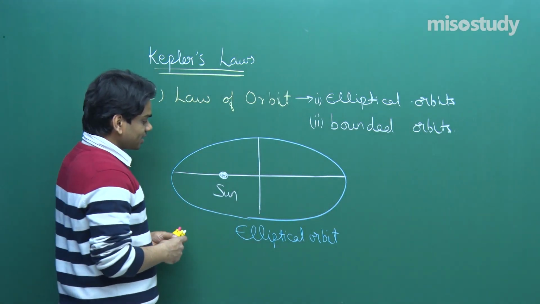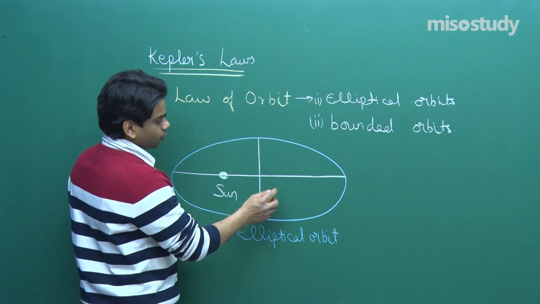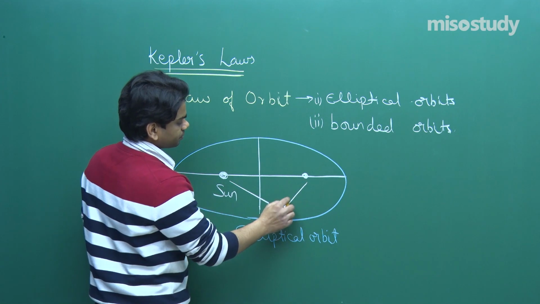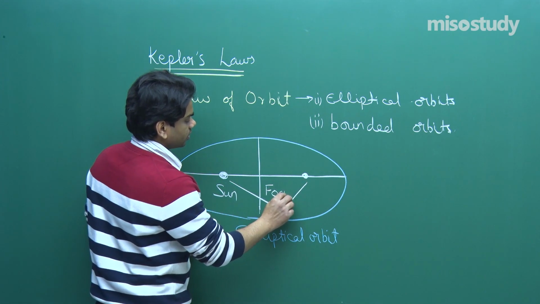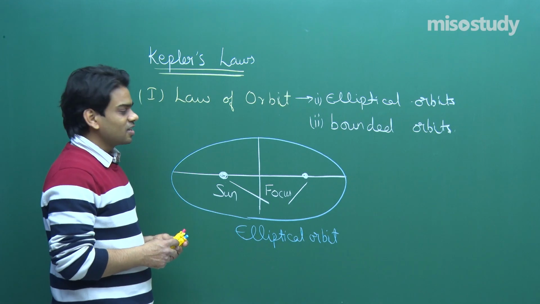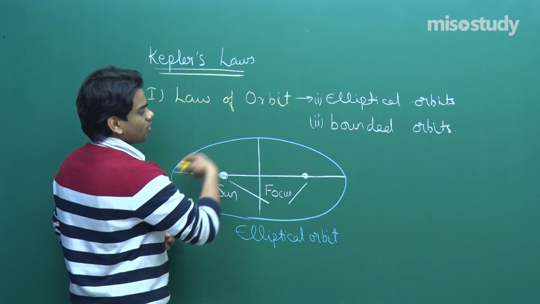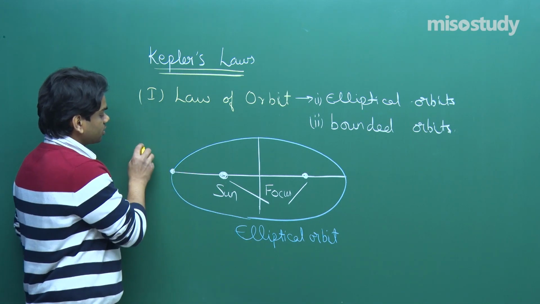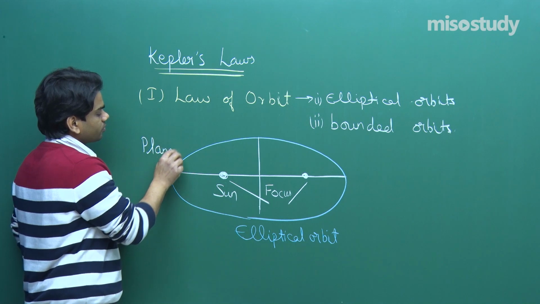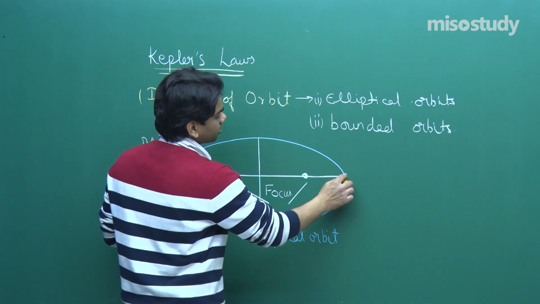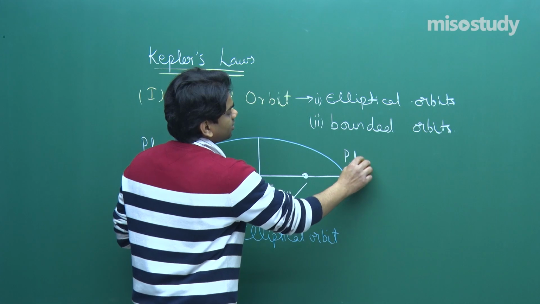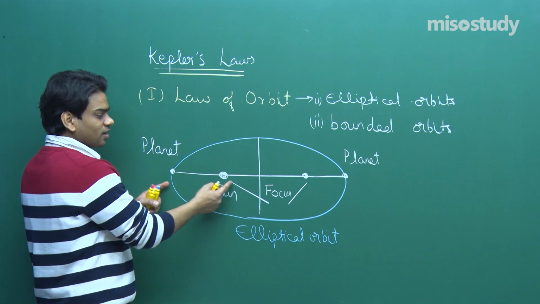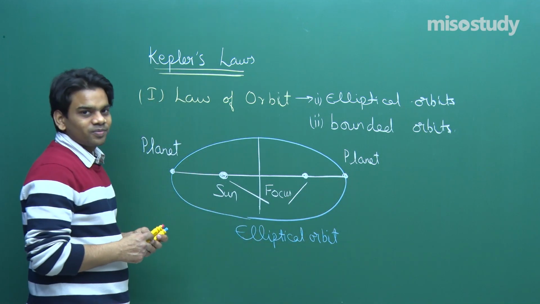Now, the sun is at the focus, and I'm drawing two foci here, one focus here also. So two foci we have. These are the foci of an ellipse. Now you see here the planet is revolving. One time it will be at the nearest point with respect to the sun, this is the planet which is revolving, and one time it will be further away from the sun. Planet at the second position. You see your sun is here. This point will be nearest to the sun and this point will be further away from the sun.